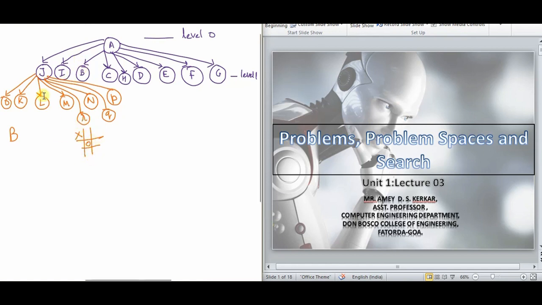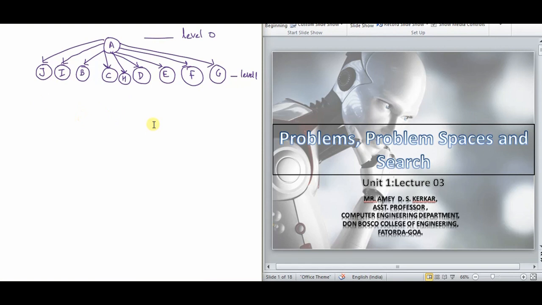This is one possibility, correct? So in general, for each node there are how many child nodes? For the node J, there are how many child nodes? 1, 2, 3, 4, 5, 6, 7, 8. Based on 8 possibilities the player 2 can play, correct? So in general I can say from this node J there are 8 possibilities.